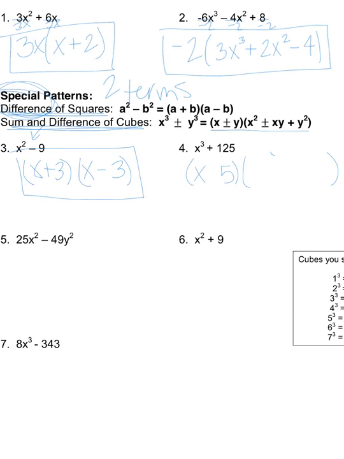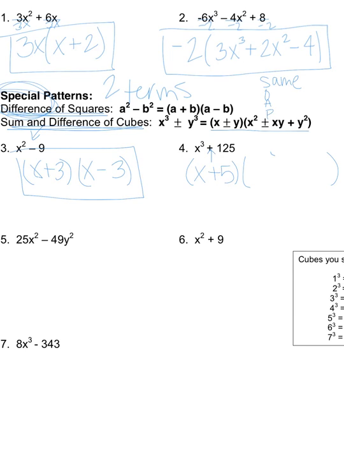When we're dealing with cubes, whether it be sum or difference, you're going to use SOAP. That will help you determine what the signs will be. The first sign will be the same as your original polynomial. So notice that we have a plus here, so this will be a plus. Okay, so we found our first binomial.